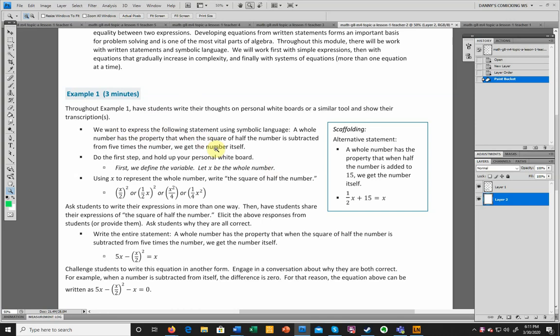We want to express the following statement using symbolic language. A whole number has the property that when the square of half the number is subtracted from 5 times the number, we get the number itself. That's crazy. That's even confusing to me, okay?